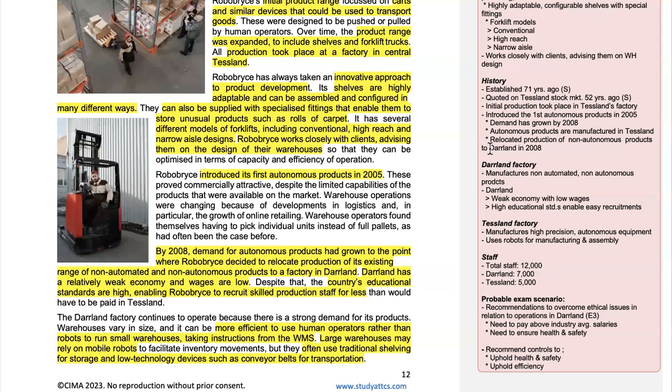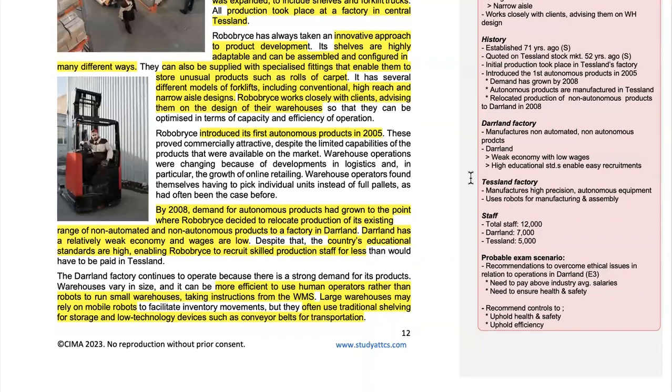So let's try to figure out what happens within the factory in Darland. Darland's factory manufactures non-automated, non-autonomous products. I will highlight what these things are later on. Then you'd understand what these non-automated and non-autonomous products are. And if you look at the economy of Darland, the country has a weak economy. Because of that, generally low wages are paid relative to what we pay our employees in Tesland. So the wages paid are low because of the dire economic situation in Darland.